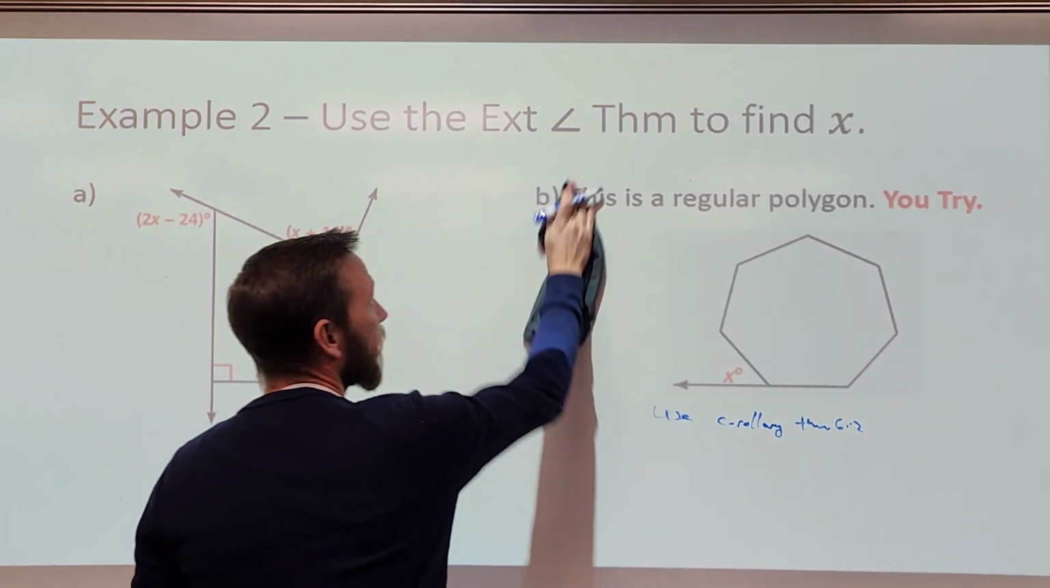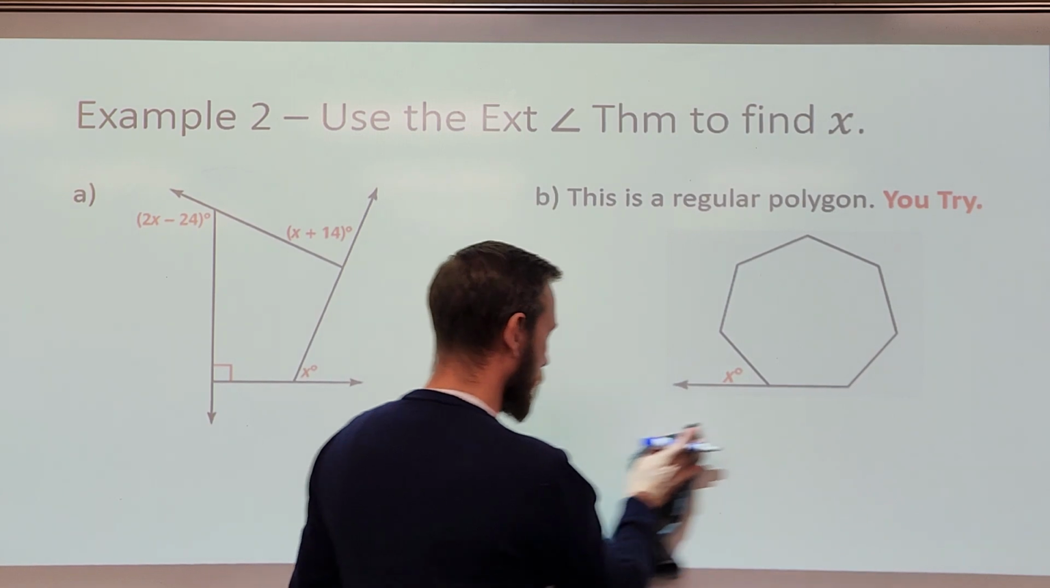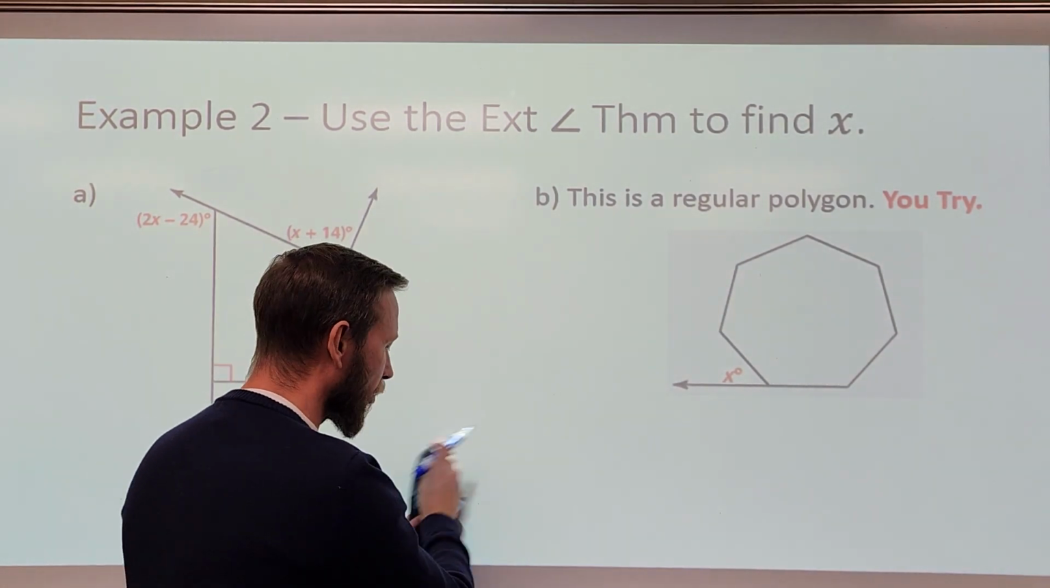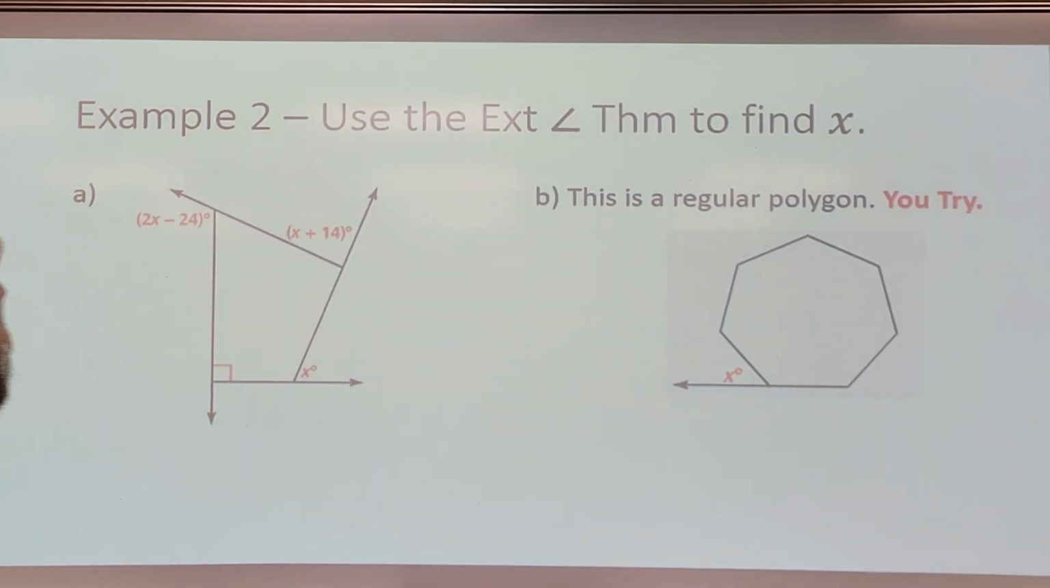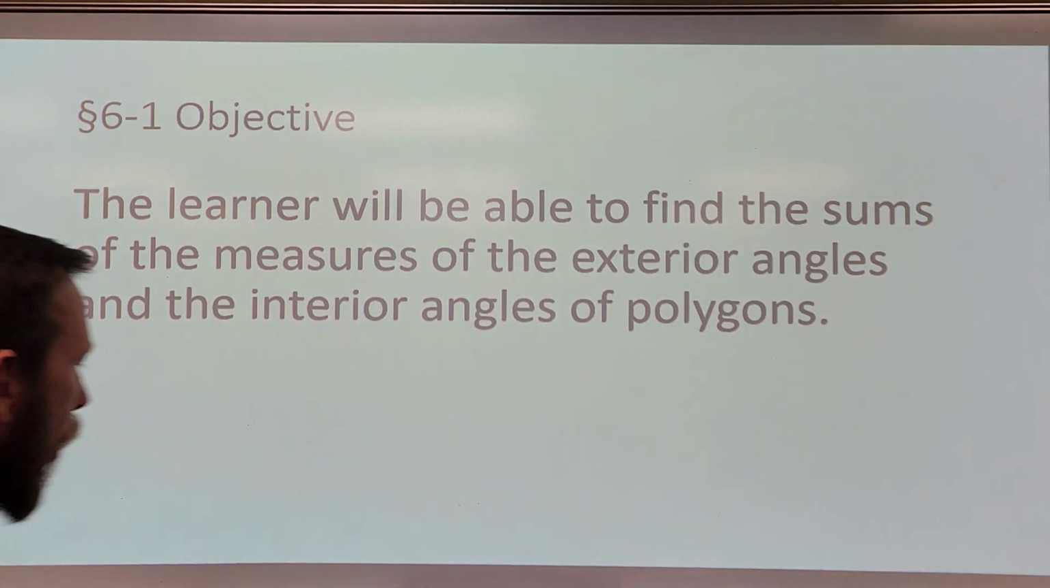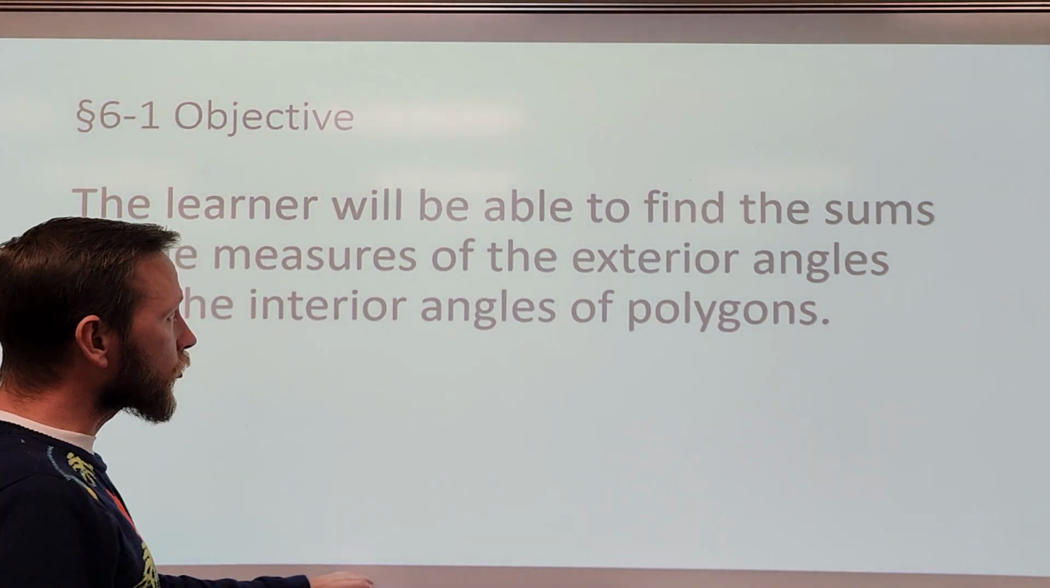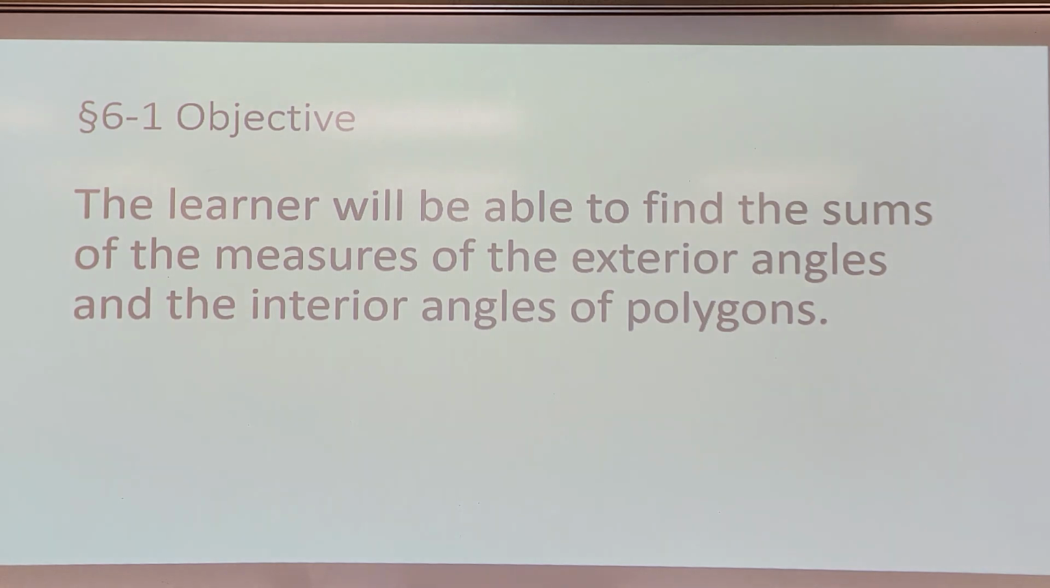You are going to get a decimal answer, and that's okay. See if you can round that. I'm sorry, don't round that. Just go ahead and answer it as a mixed number. That's probably the best way to do it. And that's the end. That hopefully you are able to find the sums of the measures of the exterior angles and the interior angles of polygons.